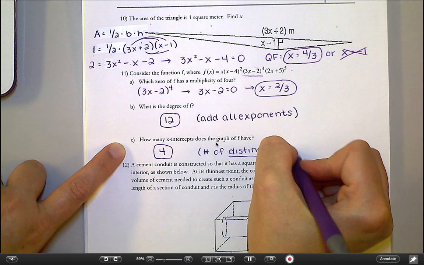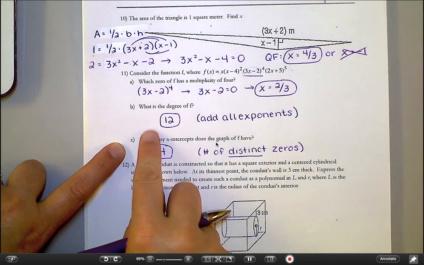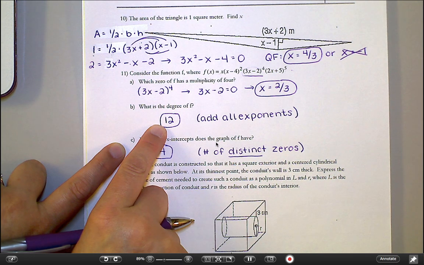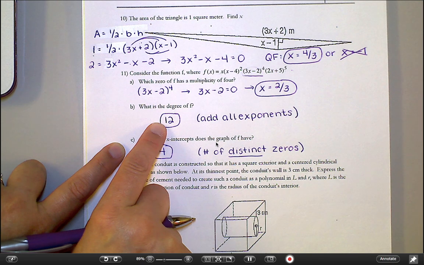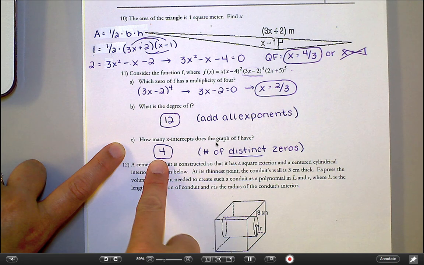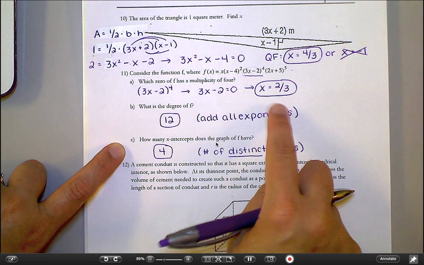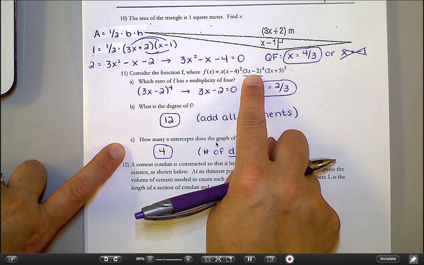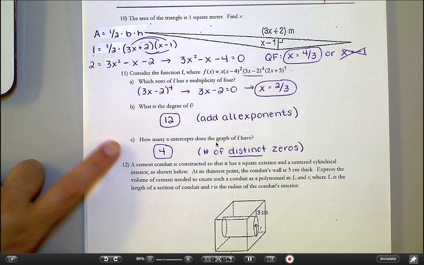So if we included all the multiplicities, I should be able to come up with 12 zeros, right? Because that's my degree. But there's only going to be 4 different ones because so many of them are going to have multiplicities. This would be a multiplicity of 4, this would be a multiplicity of 5, and so on.